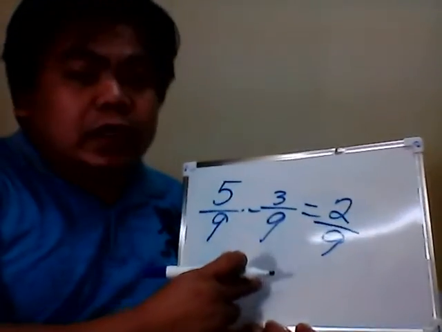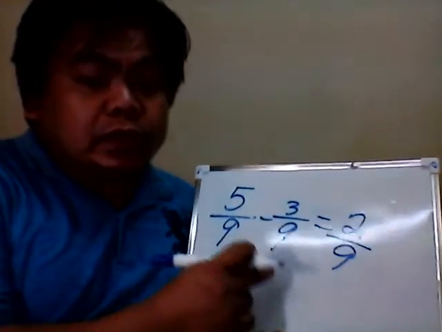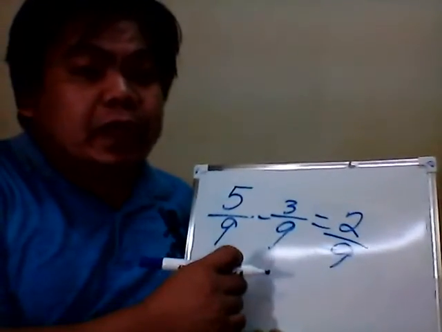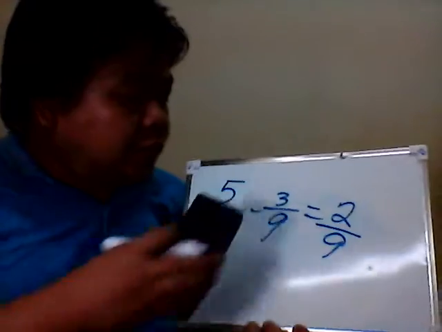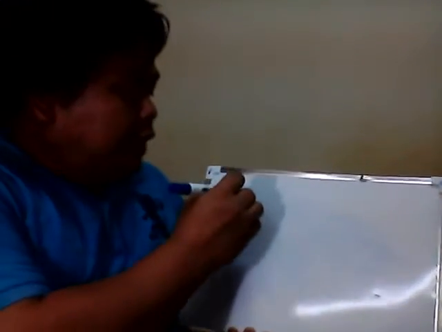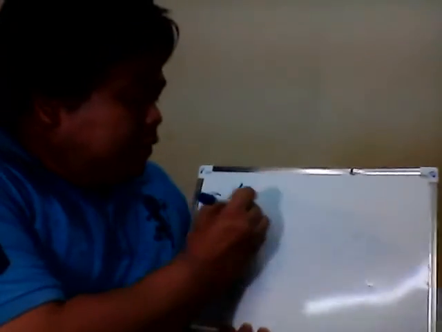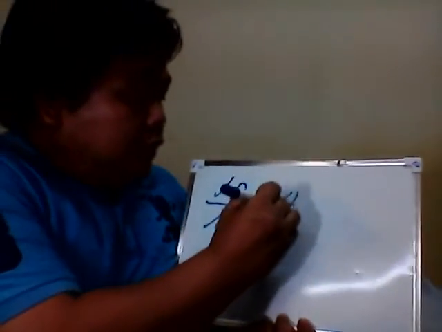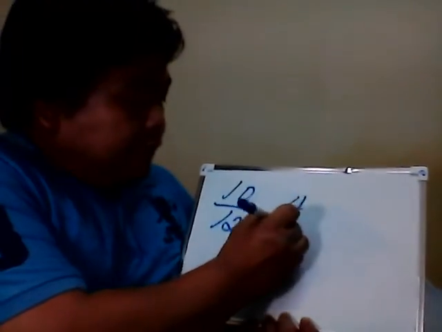Okay? So make sure that your fraction is already in lowest term. If not, you should simplify your answer. Next example. So let's say we have dissimilar fractions. Let's say you have 10/12 minus 4/6.